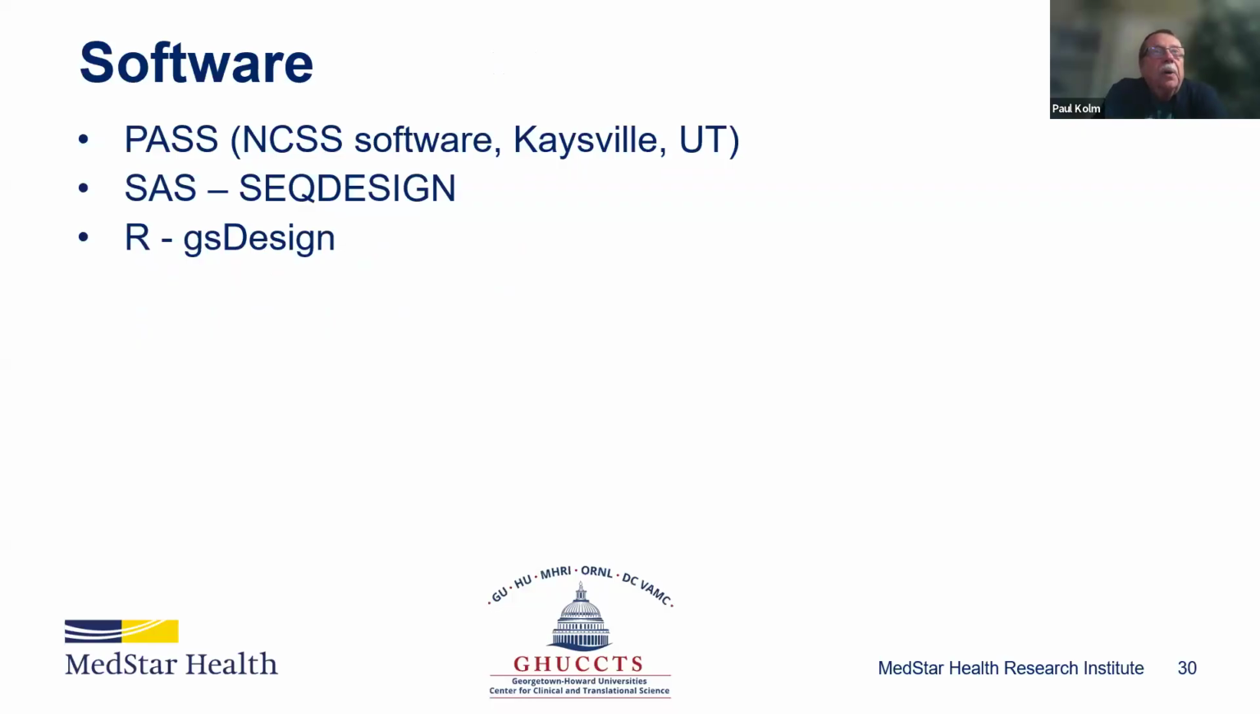So the software, the one that I've already showed you examples of, is PASS. I assume that stands for power and sample size. That's put out by NCSS Software out of Kaysville, Utah. The other two that I'm going to go over are SAS, where the routine is SEQDESIGN, and then R, which I've never used for doing interim analysis. At least in my view, it's a lot more complicated because you actually have to write the code. But the program is gsDesign.